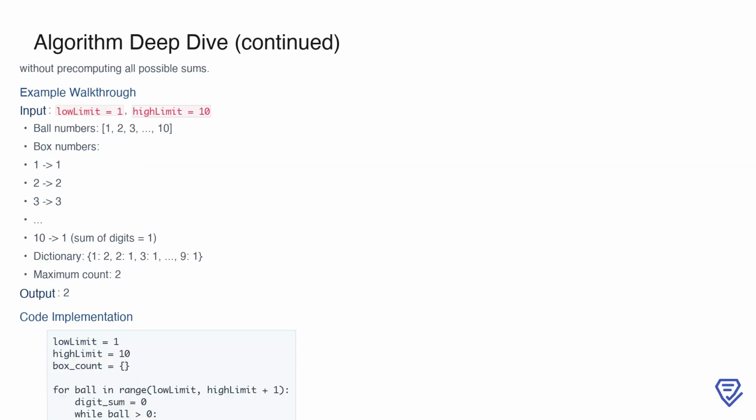To better understand the algorithm, let's walk through an example. Suppose the input is low limit equals 1 and high limit equals 10. Here, the ball numbers range from 1 to 10. For each number, we calculate the box number by summing its digits. For instance, the number 1 goes into box 1, 2 into box 2, and so on. However, the number 10 has a digit sum of 1, so it also goes into box 1.